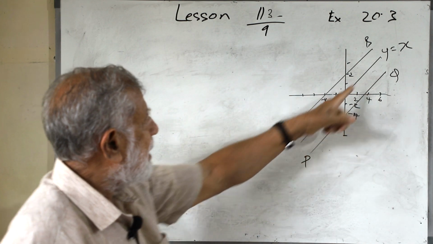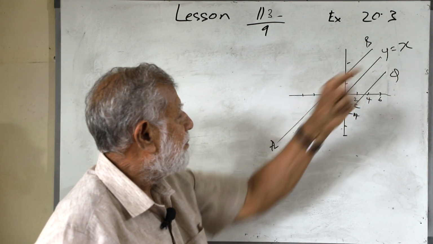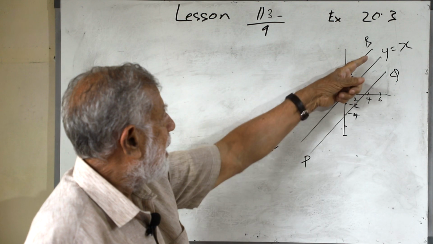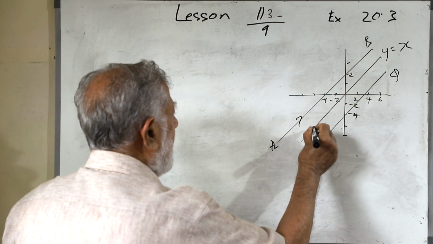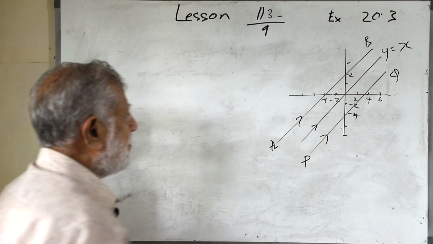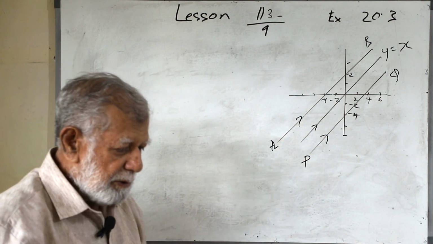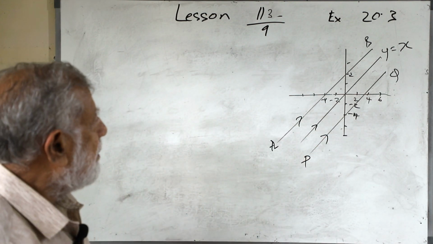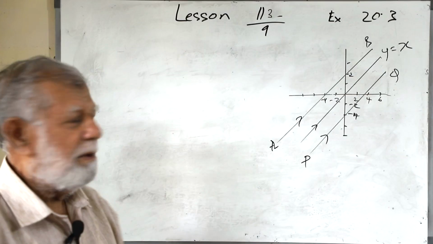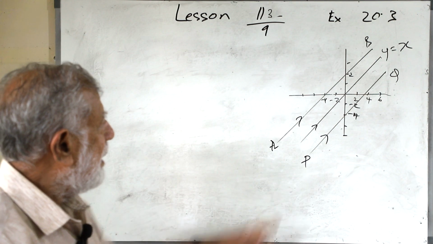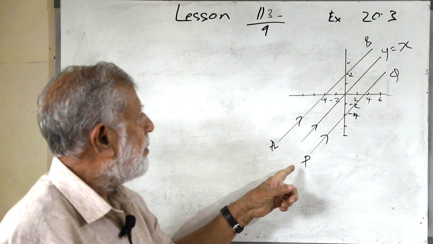The middle straight line they are given as y equals x. And this straight line they have called it as AB and this one as PQ. And they have also mentioned that all these 3 lines are parallel. So in our earlier lessons we noticed that when the lines are parallel, the gradients are equal. So they are given this line as y is equal to x.